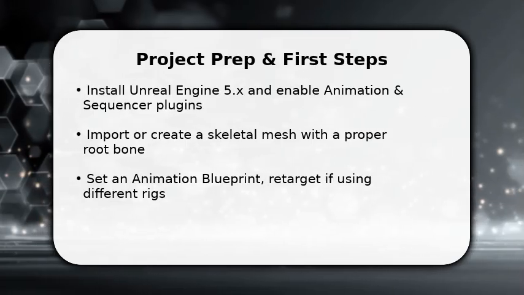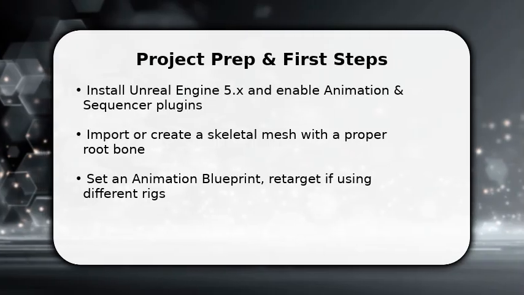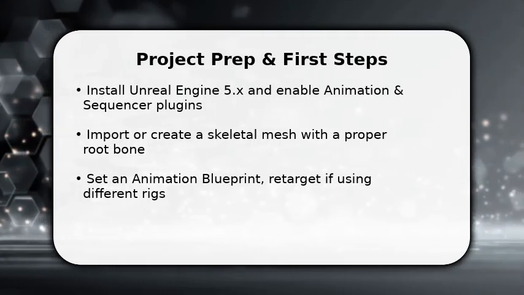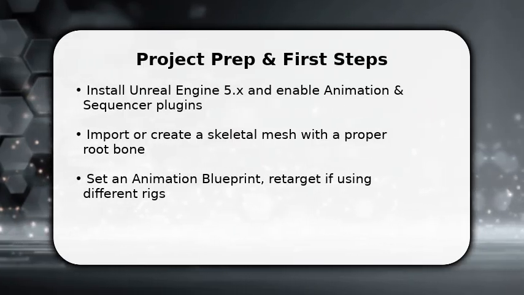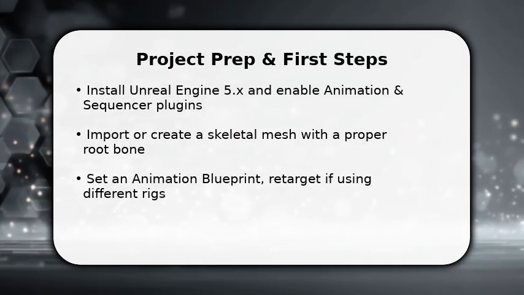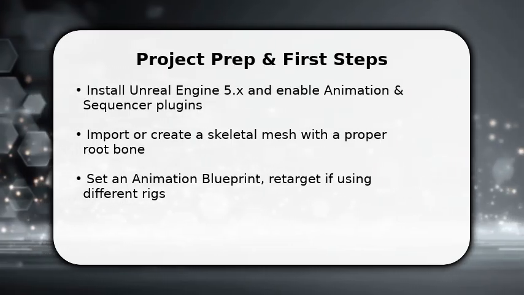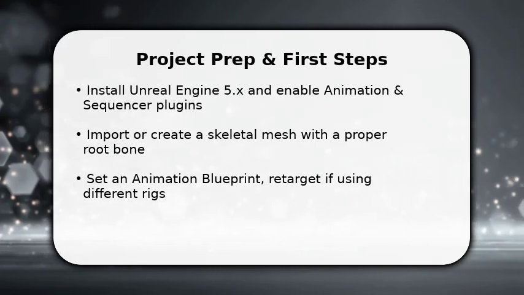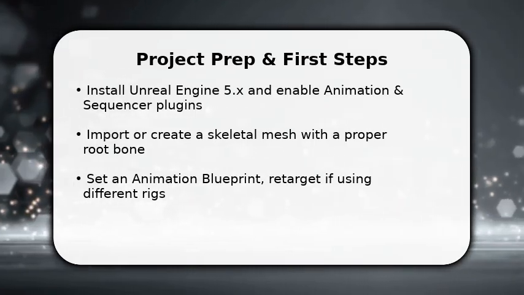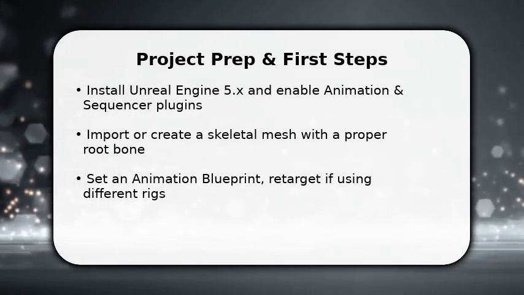You start by getting the essentials in place: a clean Unreal project, enabled animation and sequencer plugins, and an imported skeletal mesh with a correct root bone. Once done, open the animation blueprint and assign the mesh. This is where you control state machines and blend spaces. Make sure to retarget any animations if rigs differ, because mismatched bones break poses.